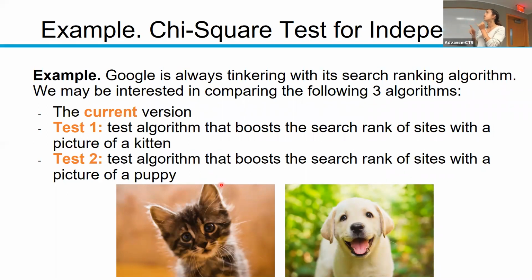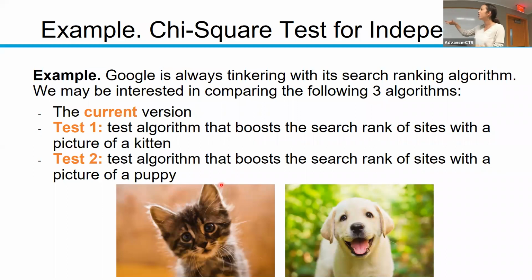The first is going to be the current version, which is a very, very complex search ranking algorithm. The second algorithm is going to be known as test 1 for this example, and it's going to be a test algorithm that basically increases the search rank of any site that has a picture of a kitten. So let's say the current version, when you type chair in Google, has, I don't know, rank 100 for a site with a picture of a kitten. The test algorithm 1 is going to make that number 100 show up within the top 5. So it's boosting any site that has a picture of a kitten.